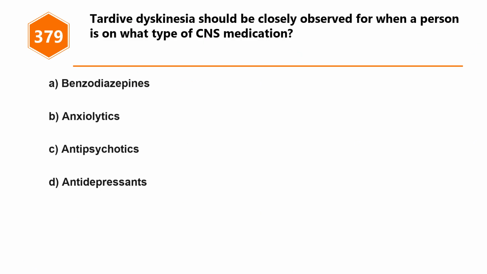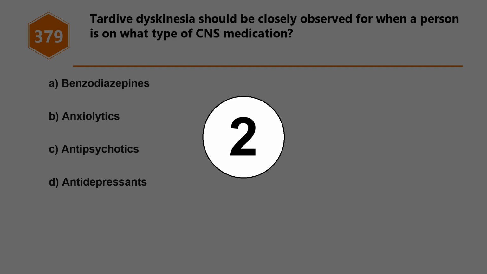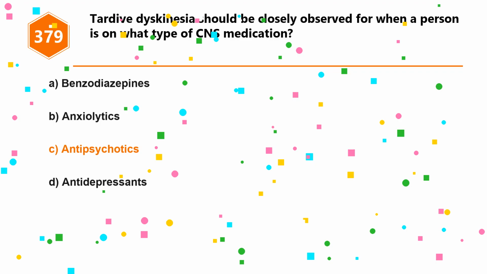Question 379. Tardive dyskinesia should be closely observed for when a person is on what type of CNS medication? Option A, benzodiazepines. Option B, anxiolytics. Option C, antipsychotics. Option D, antidepressants. The correct answer is option C, antipsychotics.